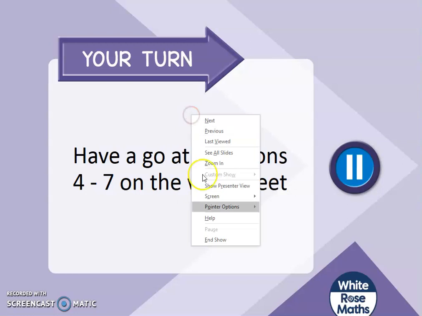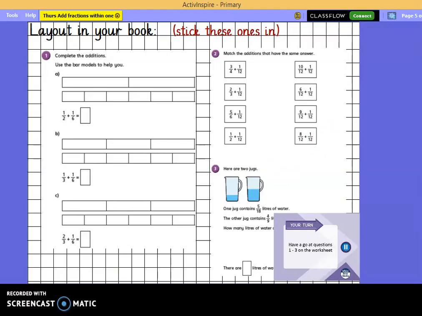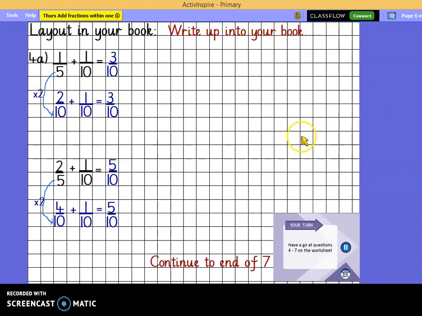Your turn, please, to have a go at questions 4 to 7 on the worksheet. To help you with this, I've shown you how to write it up in your book, so you are not sticking in these questions, you are writing them up in your book. Pause the video here so you can see exactly how to lay it out to help you with that learning. Continue to the end of question 7 and then come back to me for the red level challenges.